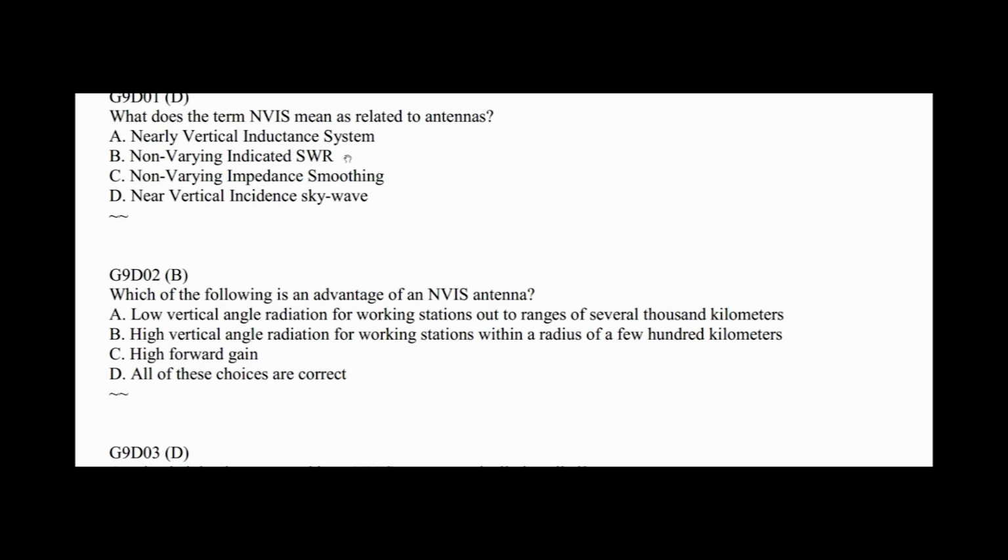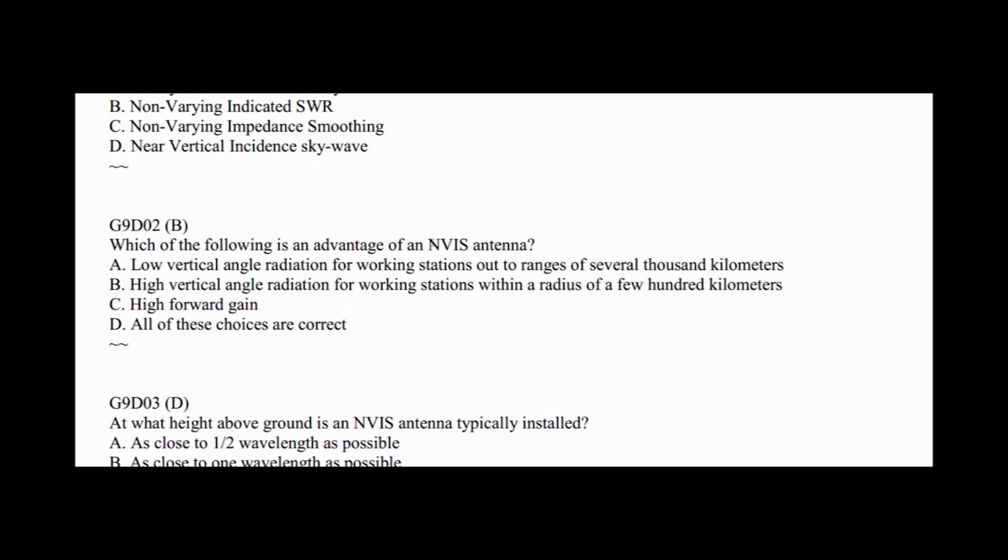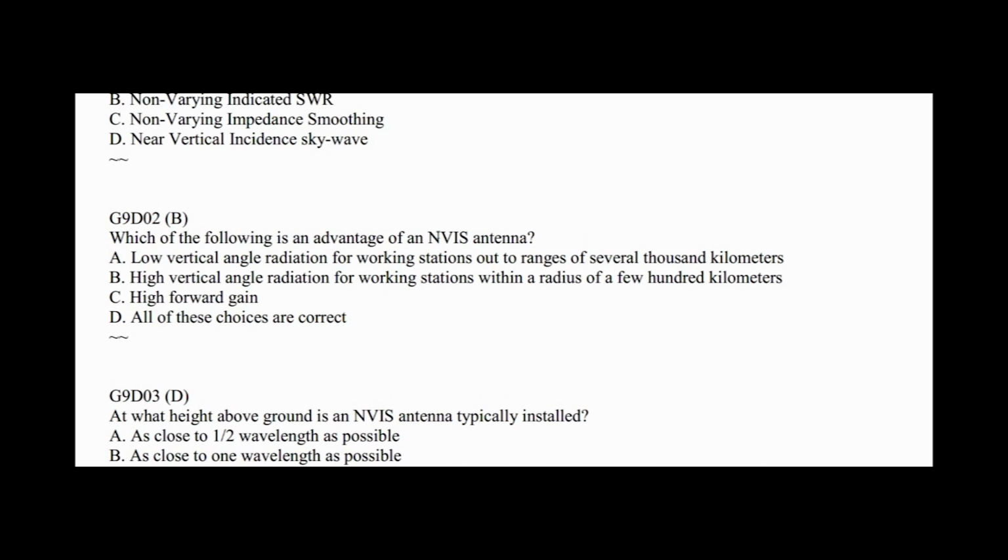G9D02. Which of the following is an advantage of an NVIS antenna? High vertical angle radiation for working stations within a radius of a few hundred kilometers. Interesting that everything else on this exam has been in feet, and in this one, a few hundred kilometers. We've used NVIS during emergency situations, so you string up a 40-meter dipole, put it a few feet off the ground, and you can talk to the main emergency station that maybe is just a few miles away. By that I mean maybe 50 miles.